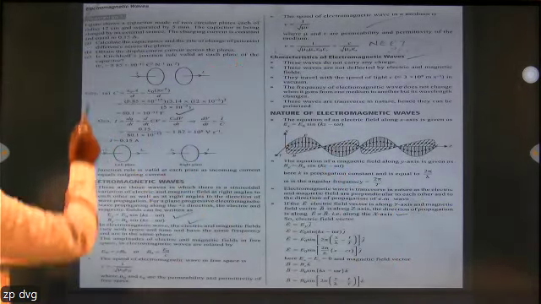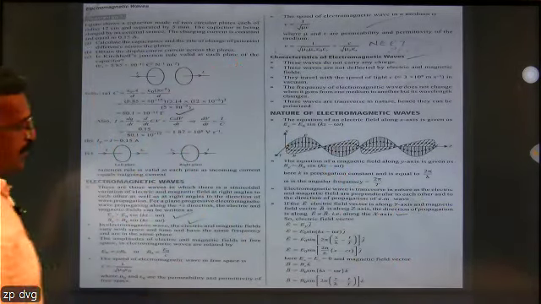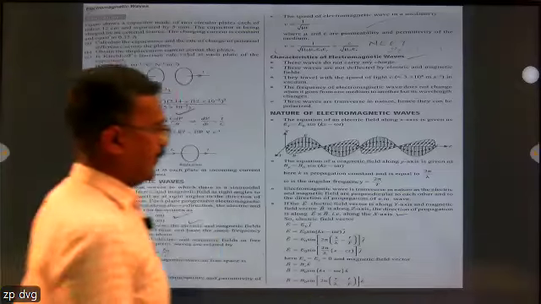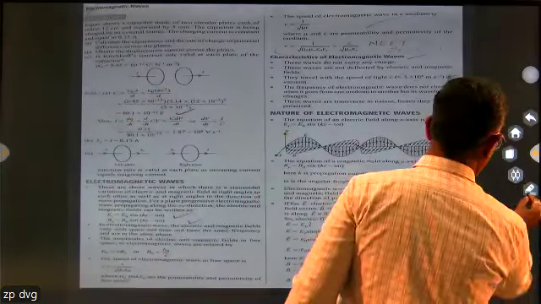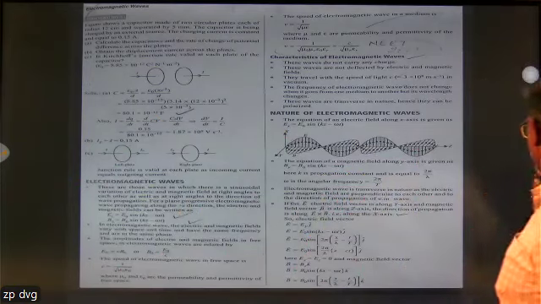Correct. Next, part B is asking: obtain the displacement current across the plates. What is the displacement current between the capacitor plates?